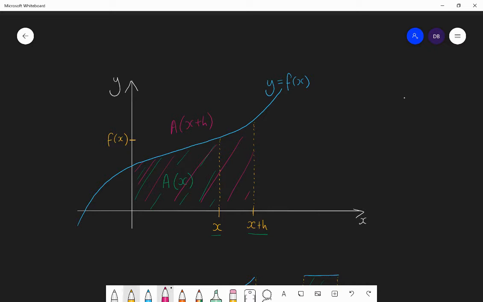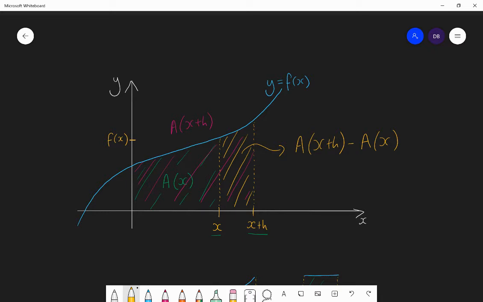So the area of this section here, the yellow section, is the area up to x plus h, subtract the area up to x. Okay? So, how do we find that?